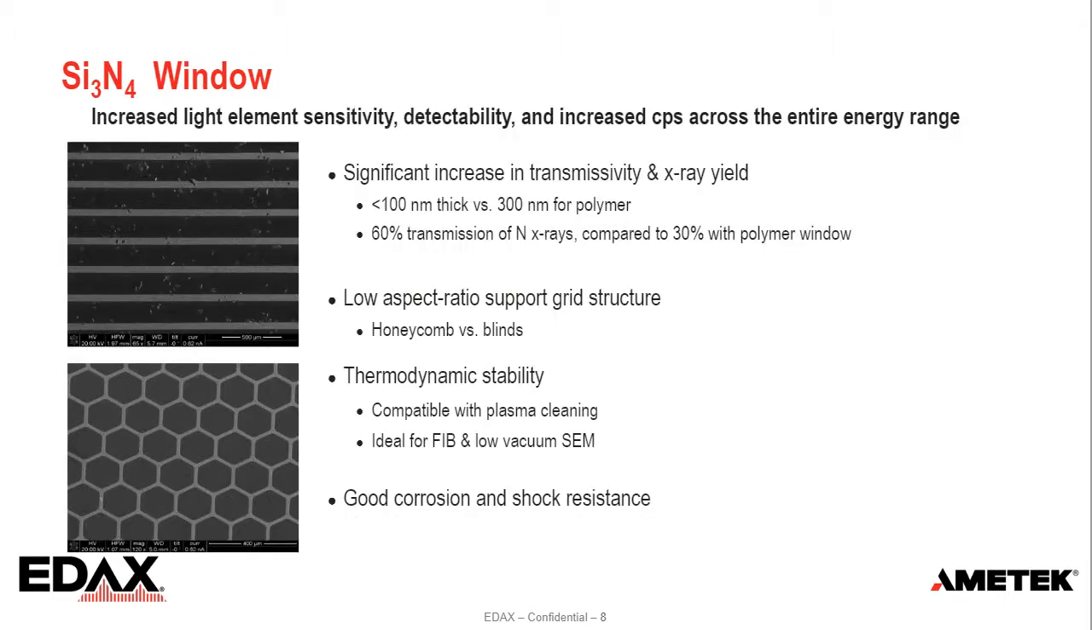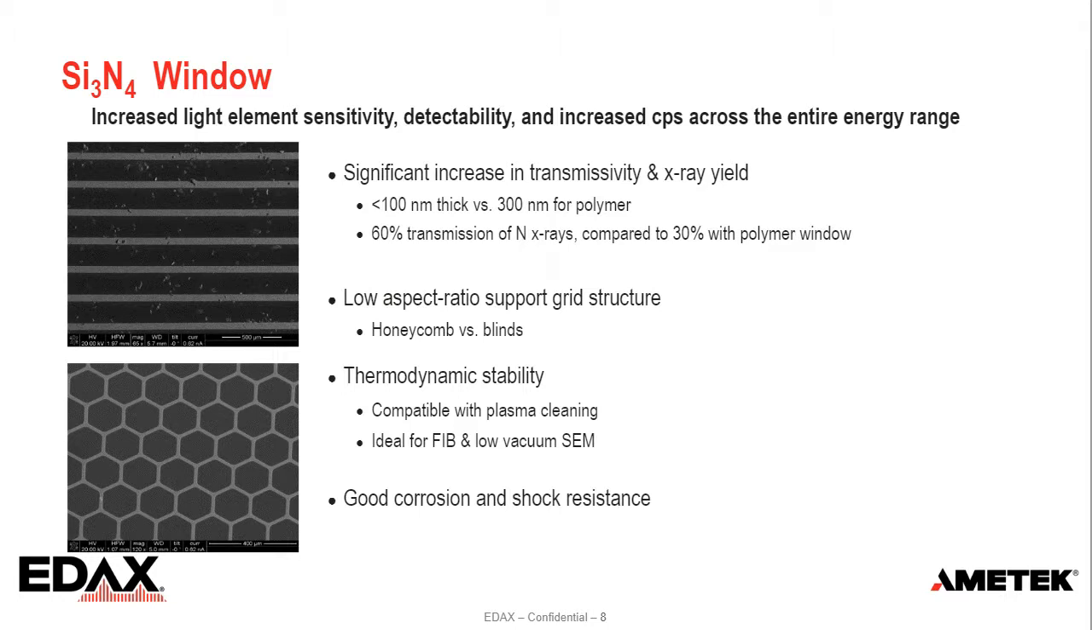One innovation of the detector system is the ultra-thin ceramic window, consisting of silicon and nitrogen. Commonly, polymer windows are used for EDS detectors. Significant differences and disadvantages of the polymer window in comparison to the silicon nitride window are the thickness of the window, the aspect ratio, the thermodynamic stability, and the physical resistance.